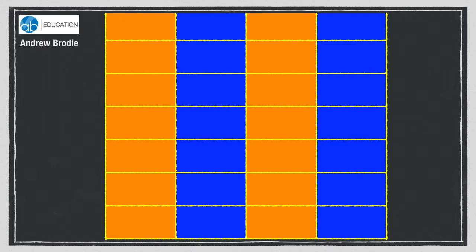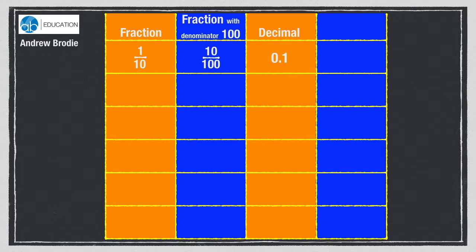Now look at this chart, which will show some of the fractions and decimals we've seen already. Look at the first column. The heading says fraction, so here's the fraction 1/10. The second column says fraction with denominator 100, so we're going to change the fraction 1/10 to an equivalent fraction with the denominator 100. You will remember from the picture of the cake that 1/10 is the same as 10 hundredths. You will also remember that 1/10 is the same as 0.1. So that's what's written in the decimal column.